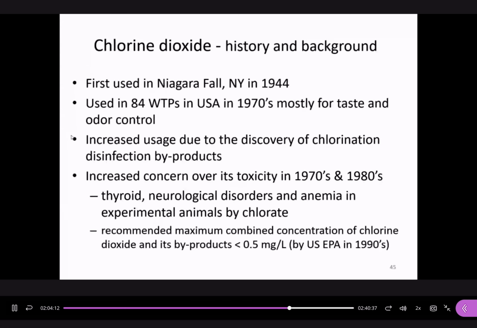Chlorine dioxide was first used at Niagara Falls in 1944, and in the 1970s it was used in 84 water treatment plants, mostly for taste and odor control. And then DBPs were discovered, so you can imagine the industry was seeking other solutions. They turned to chlorine dioxide. But there was increased concern over its toxicity in the 1970s and 1980s, like neurological disorders and anemia, caused by chlorite. The maximum combined concentration is 0.5 milligram per liter, a relatively low concentration.